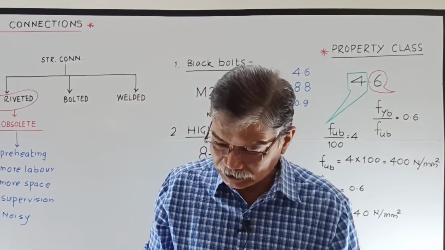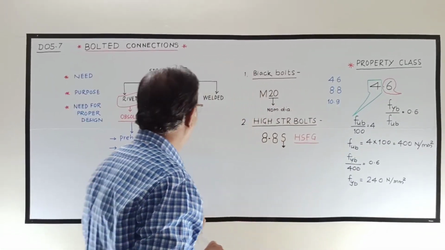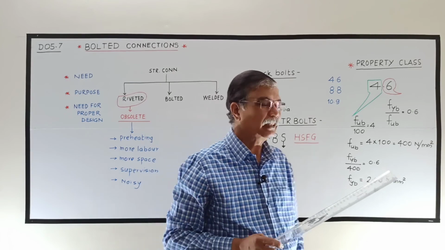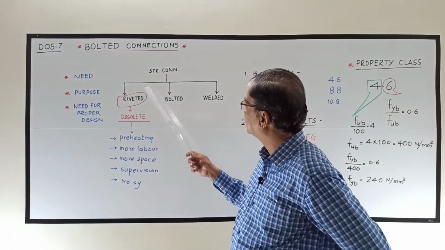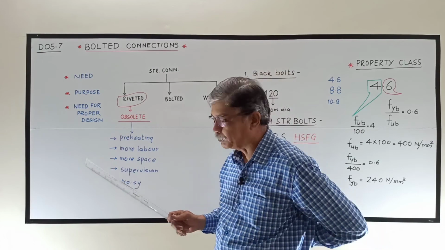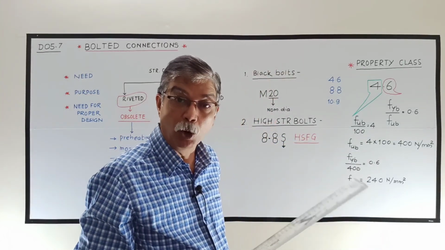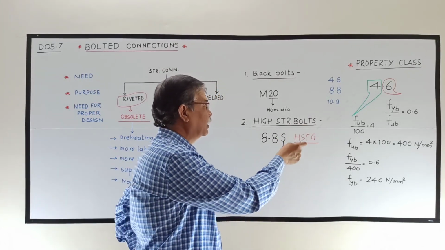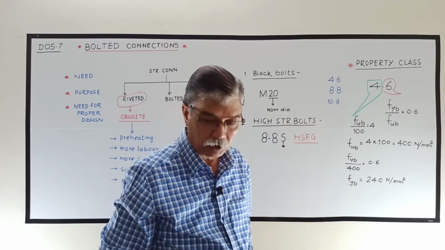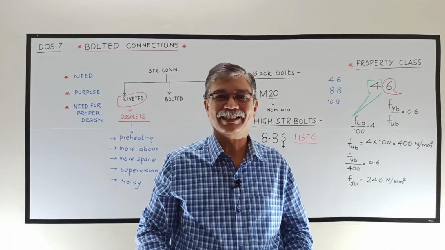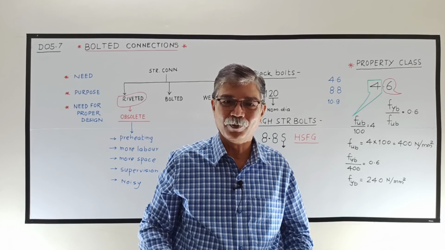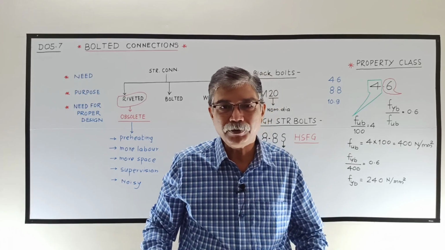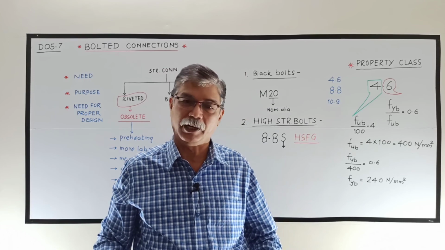Okay? So in this video, we saw the need and purpose of connections, the necessity of proper design of connections, different connections, and why riveted connections are obsolete. Then we saw bolts, nuts, types of bolts, and, very important, the property class of bolts. In the next video, we will continue with the types of bolted joints and their failure. Thank you.